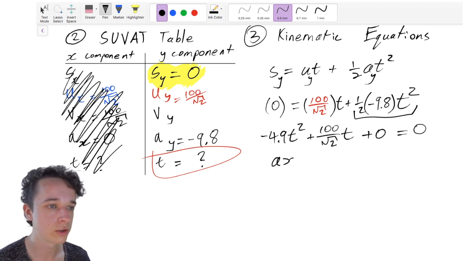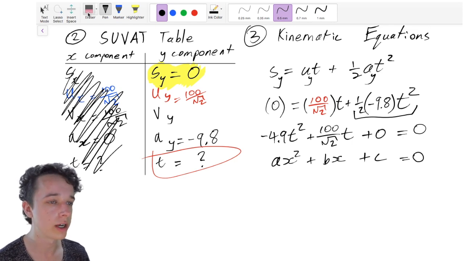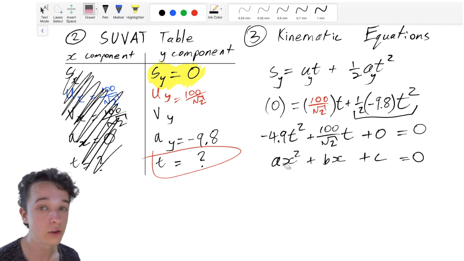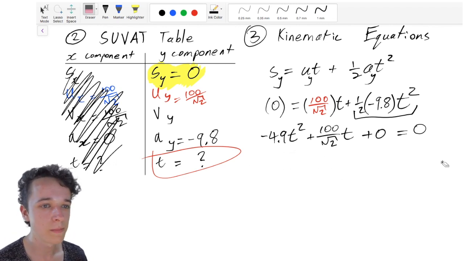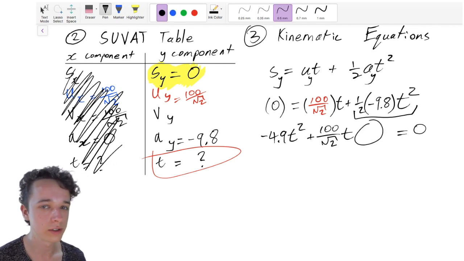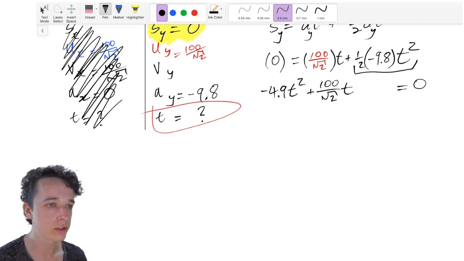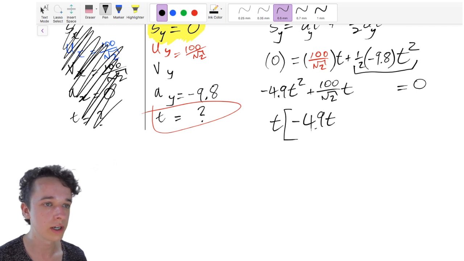Now what does this look like? This looks like a quadratic, right? ax squared plus bx plus c equals 0. And you might be tempted to solve this using the quadratic formula, and you could, but that's really gross. Why do you not have to use the quadratic formula? Well, there isn't a constant term here, and so instead of using the quadratic formula, what you can do is just factorize a t out of this. So if you factorize out a t, you'll end up with this.